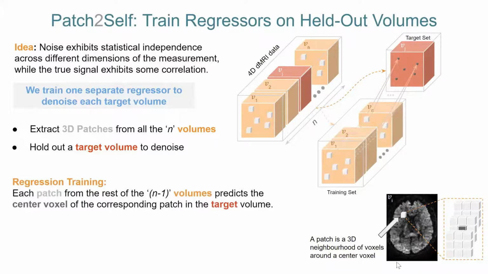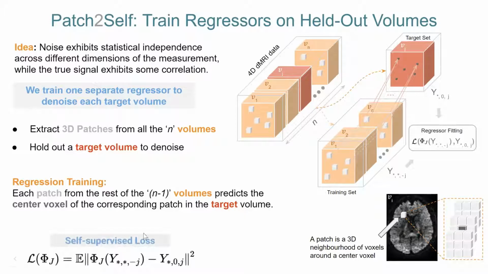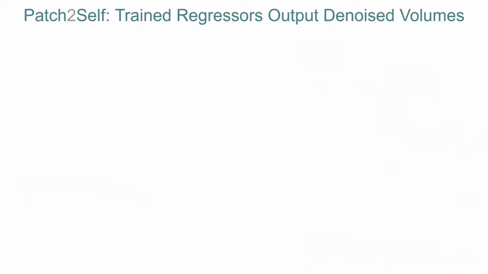We use the patches from the training set, that is the n-1 volumes, to predict the center of those corresponding boxes in the target set. We do so by minimizing the self-supervised loss that I just explained in the previous slide. This is the f of x minus y, right? And this is basically minimizing the ground truth loss plus the noise variance. So let's take a deeper look at how this works.